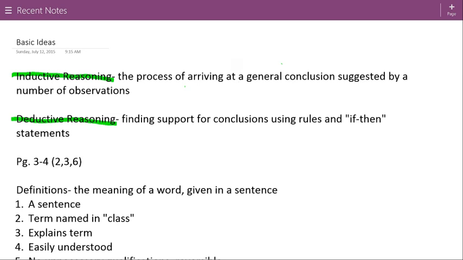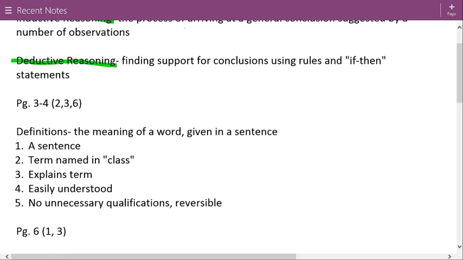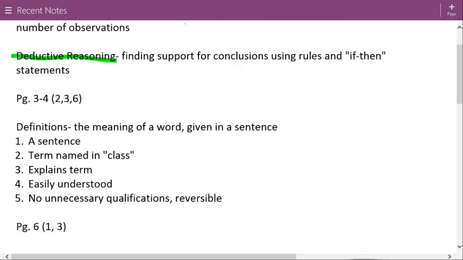All right, another important topic that the beginning of our text focuses on is definitions. And we are talking specifically about definitions in written form. So as you can see, the book gives the definition of a definition as the meaning of a word given in a sentence.